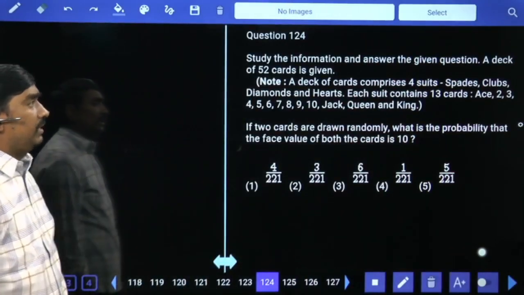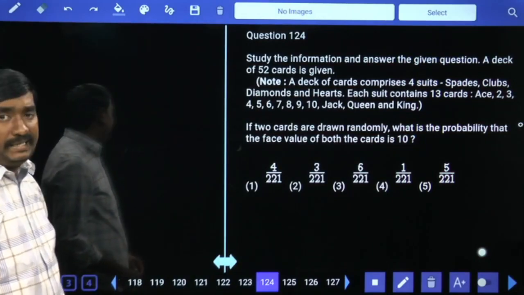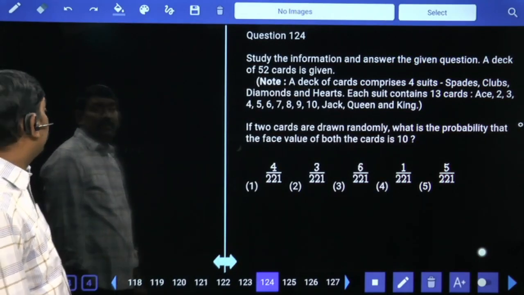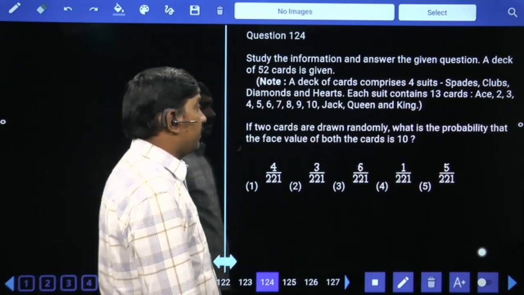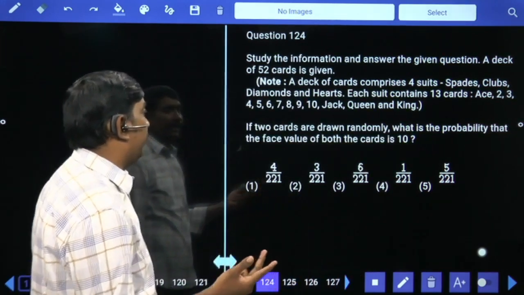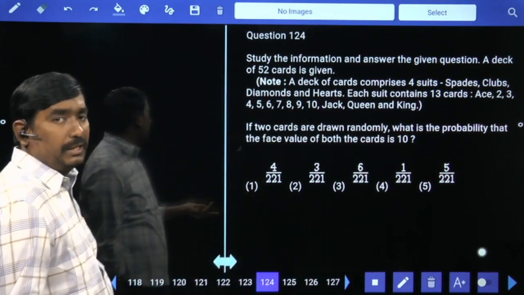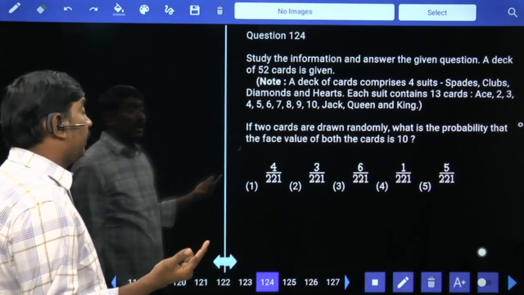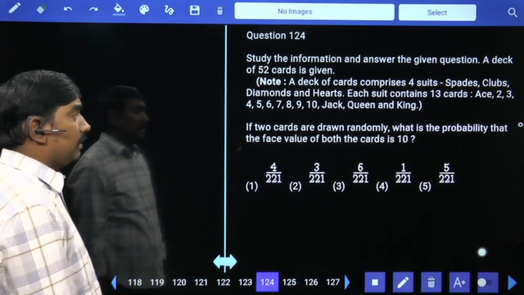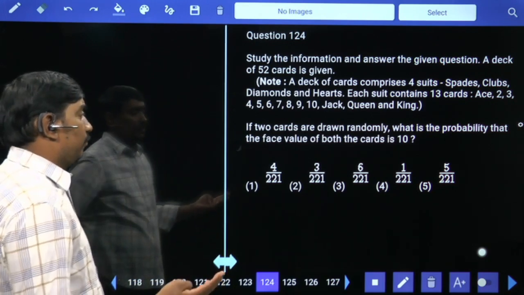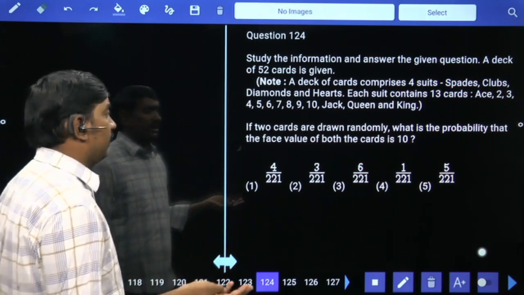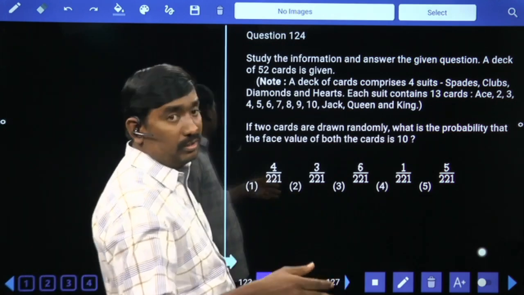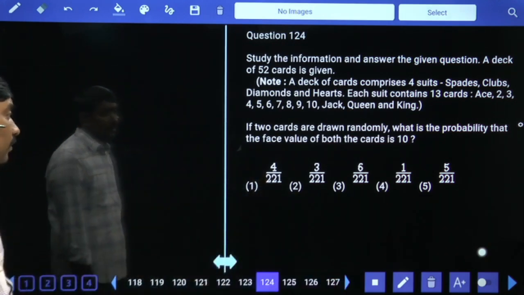Study the information and answer the given questions. A deck of 52 cards is given. A deck of cards comprises 4 suits: spade, club, diamond, heart. Each one has 13: spade 13, club 13, diamond 13, heart also 13. Ace cards 4, number 2 cards 4, number 3 cards 4. Like this, jack cards 4, queen 4, king also 4.